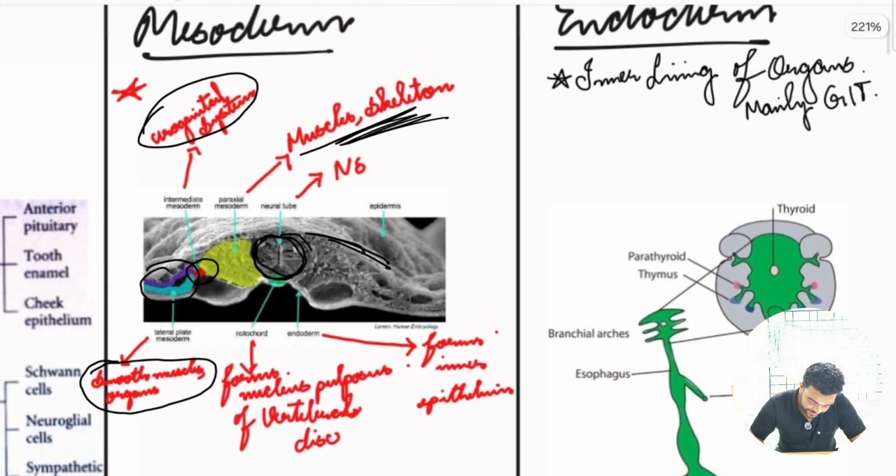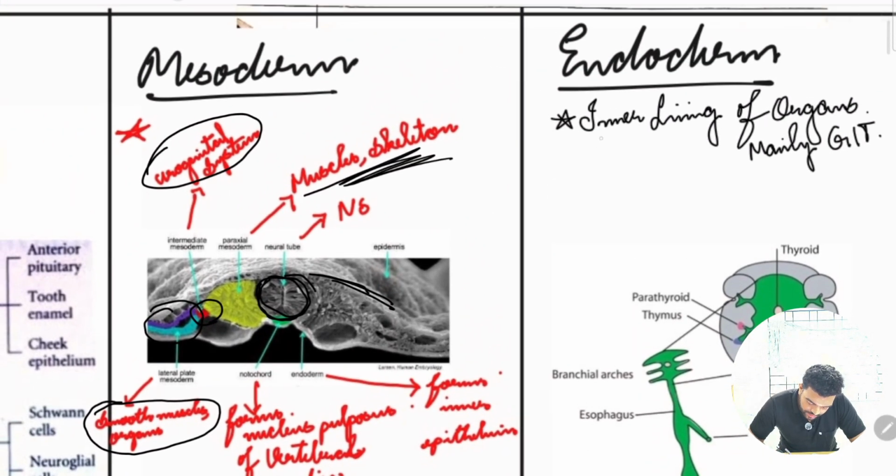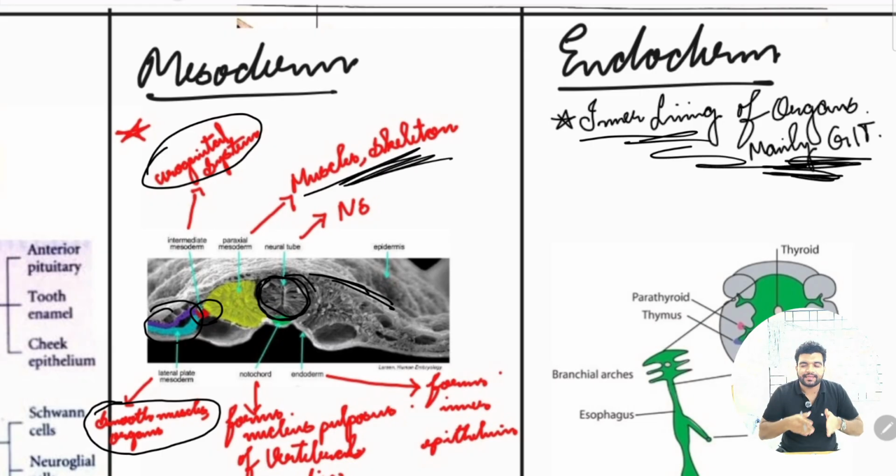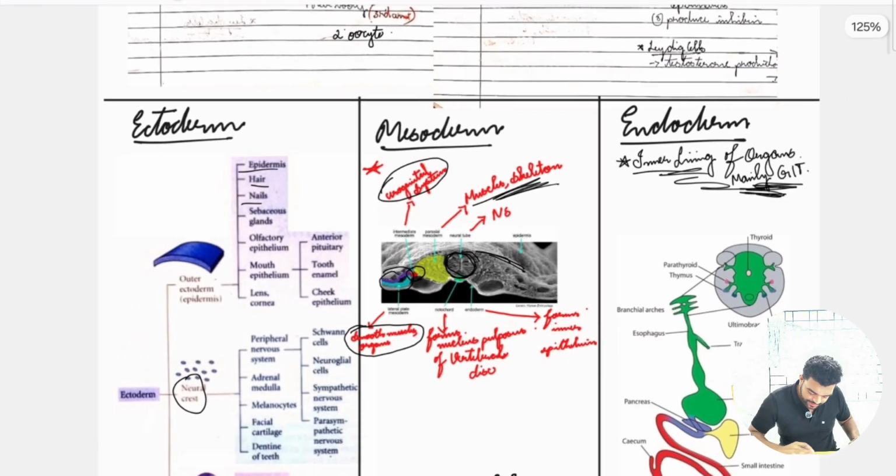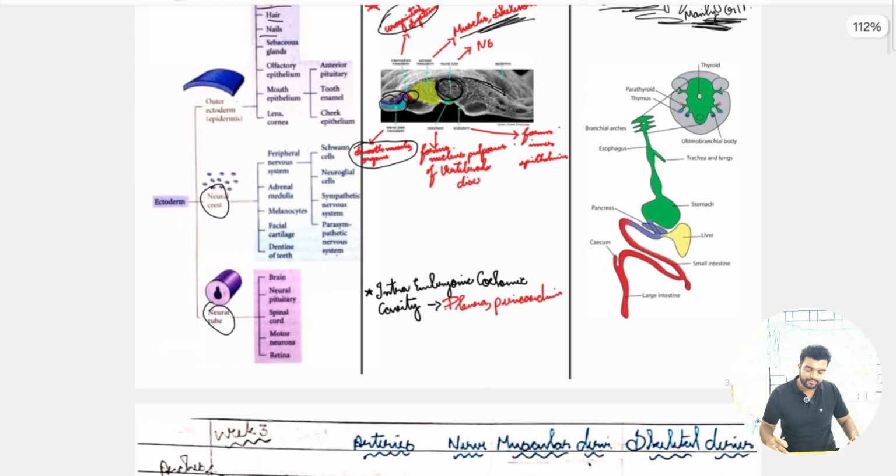Moving down, in endoderm, as I told you, all the inner lining, mainly GIT, all the inner lining of all these organs that were formed by mesoderm will be lined by endoderm. So that is all and everything you need to remember about the three germ layers.